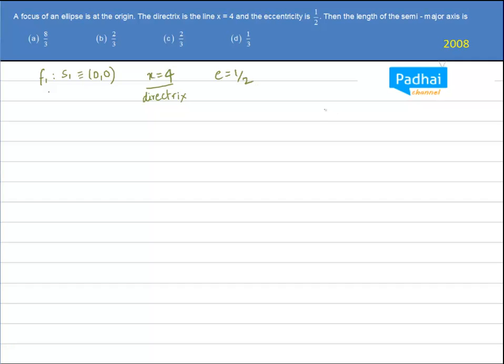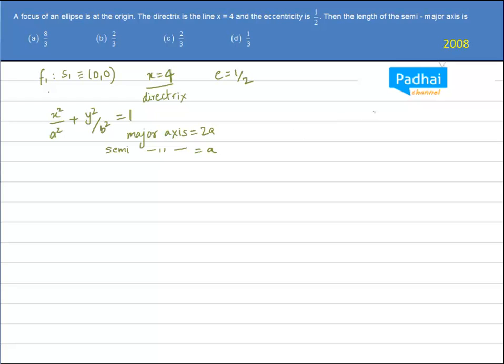Now you need to find the length of the semi-major axis. First of all, what do you mean by semi-major axis? If I see the equation of the ellipse, it is x square plus of this sort, where the length of the major axis is basically 2a. So semi-major axis, if I use the word semi, semi means half. Semi-major axis will be equal to a only.